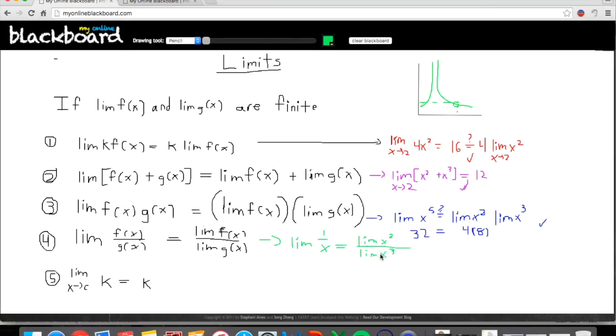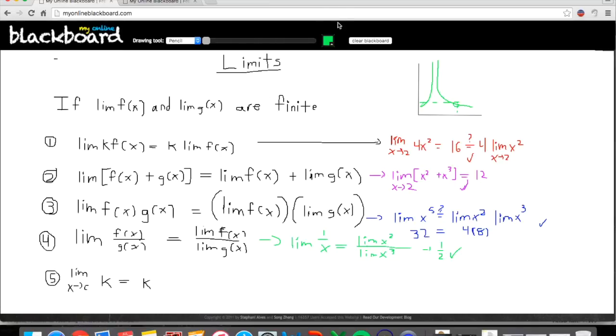Now, for this one, it's a little bit more complicated. 2 squared is 4, 2 cubed is 8. 4 over 8 is 1/2. So what you get is that they both equal 1/2. And that means that this theorem is also true.